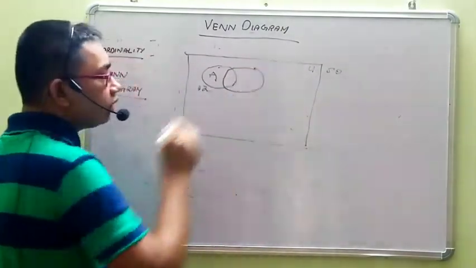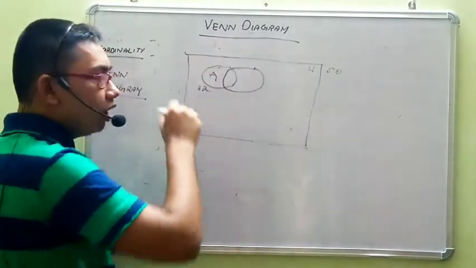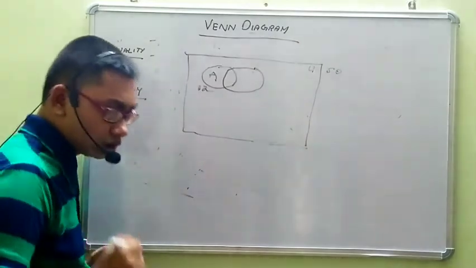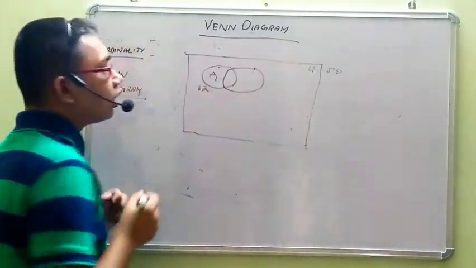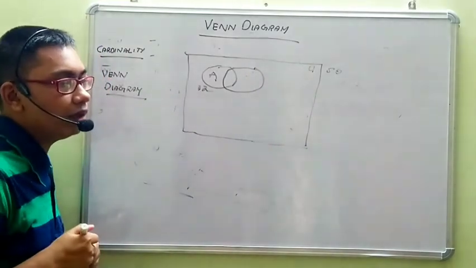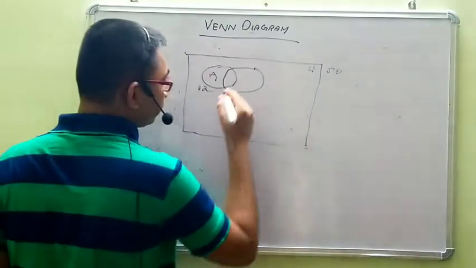The universal set will be a big square or rectangle. All other things will be ovals or circles, your preference. Why am I writing it here? The number of elements in A, I am writing it here. I will tell you the reason.